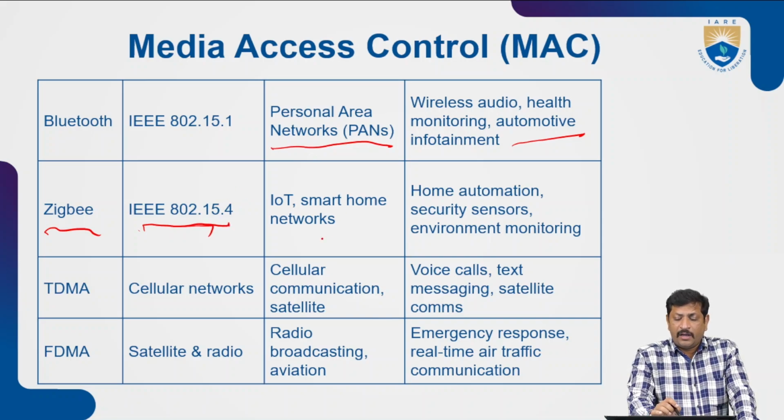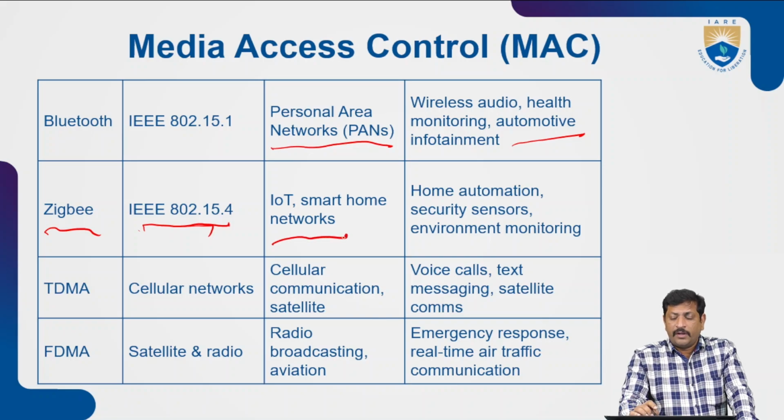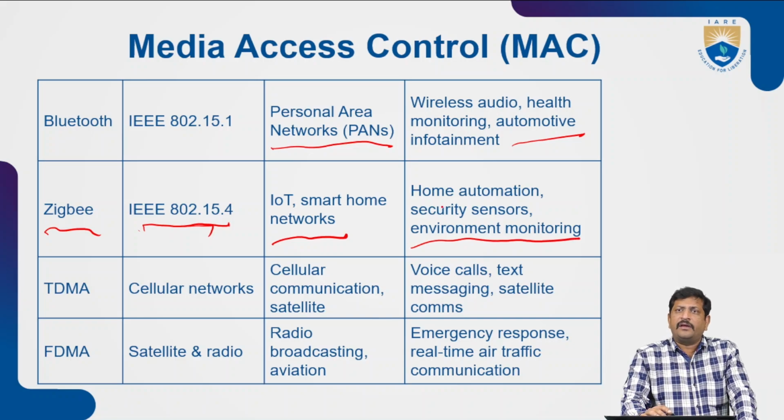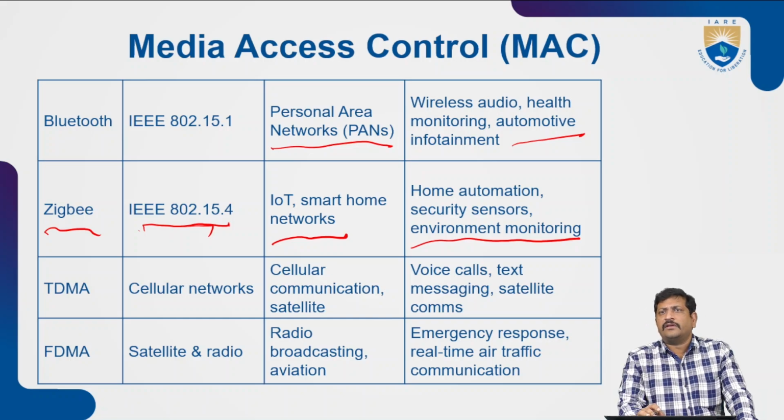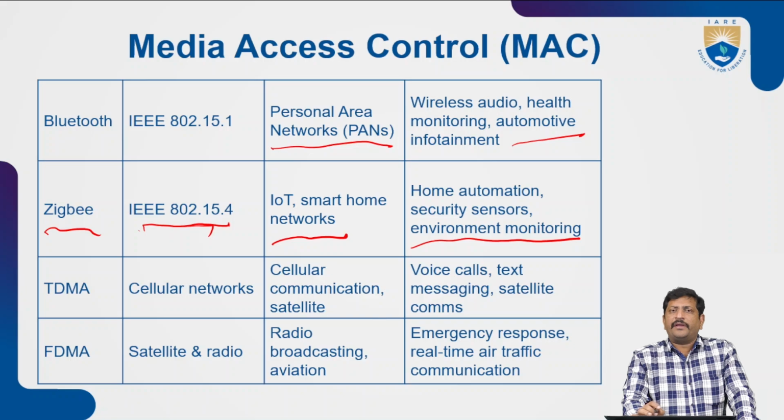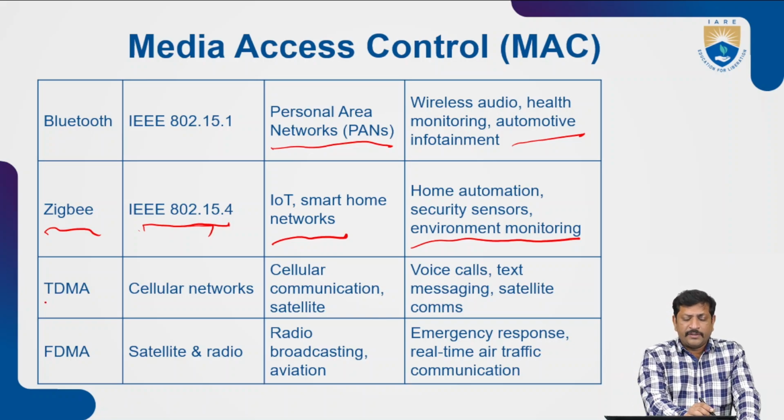Zigbee means IEEE 802.15.4. Here it is for IoT smart home networks. It can be used for home automation, security sensors, or environmental monitoring. Use cases are any home automation, any security sensors. So the Zigbee protocol is used in security sensors, and environmental monitoring is also used.